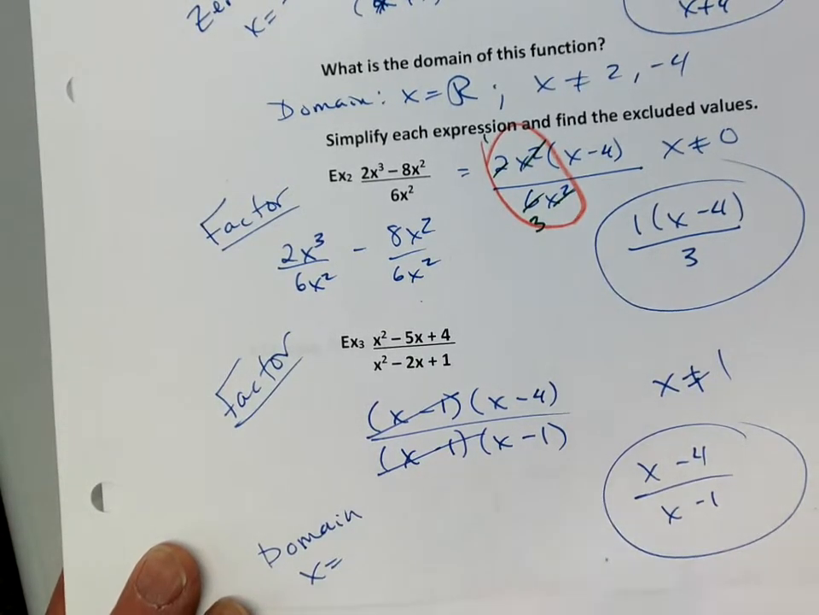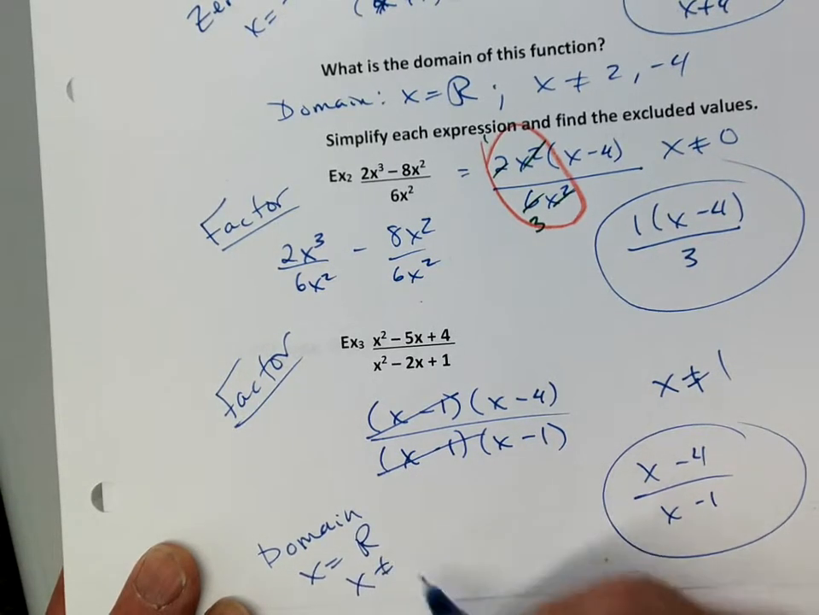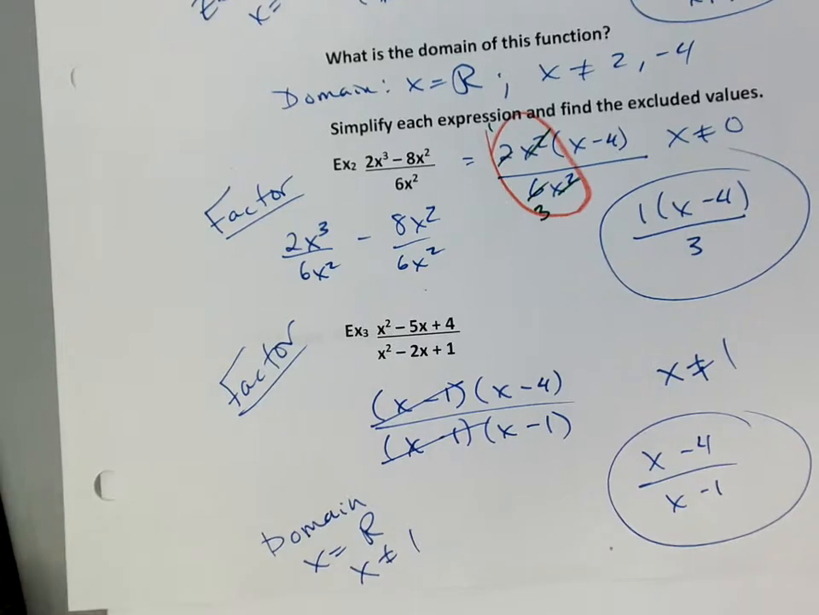X equals, it doesn't say domain, but we can. X equals all real numbers except x cannot equal 1, right? It doesn't say domain, but we got it anyway. I like that extra effort, Caleb.